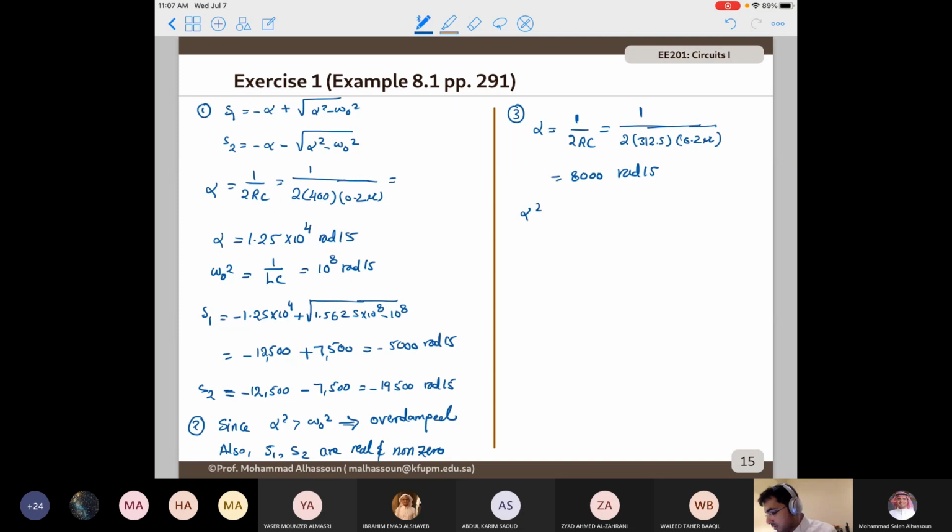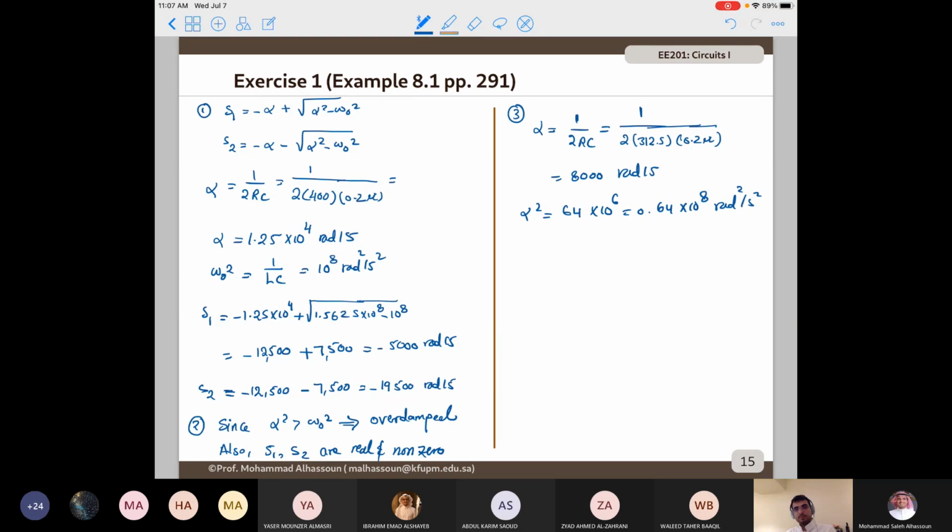Okay, so alpha squared will be 64 times 10 to the power 6, or 0.64 times 10 to the power 8 radians squared per second squared. This one is radians squared per second.